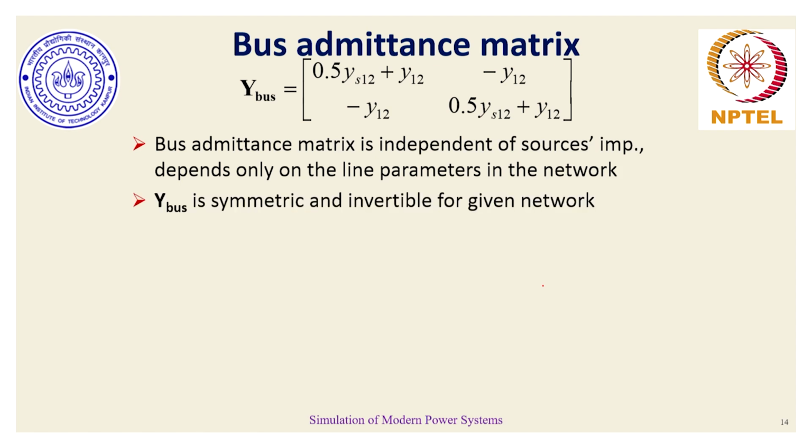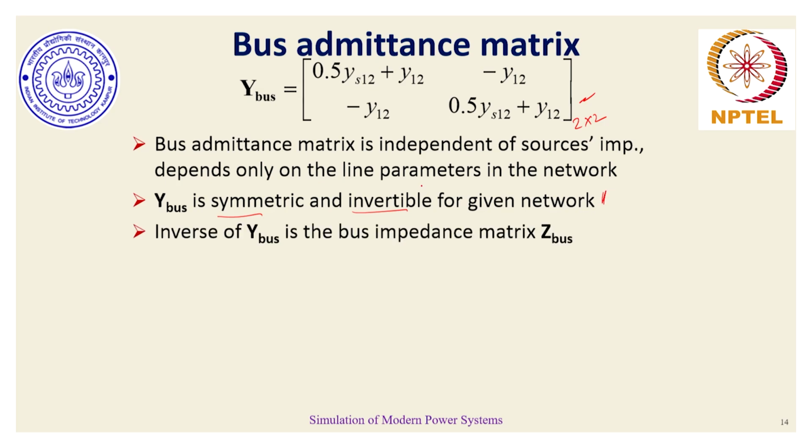What we also observe here is that for a given power network, since we had a 2-bus network, we get a 2 cross 2 matrix. It is a symmetric matrix and is often invertible for the given network. By invertible I mean you can also find the corresponding impedance matrix. There are dedicated textbooks which often explain the impedance matrix at length rather than focusing on the admittance matrix. There is a reason behind that.